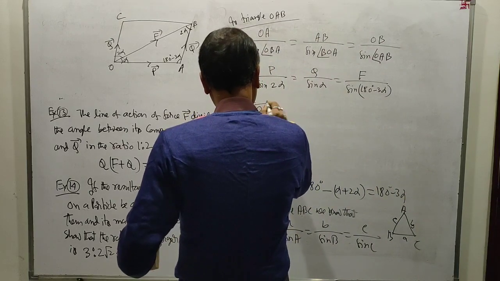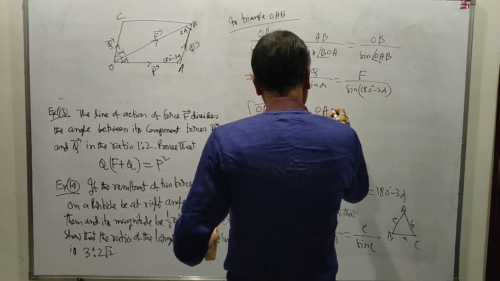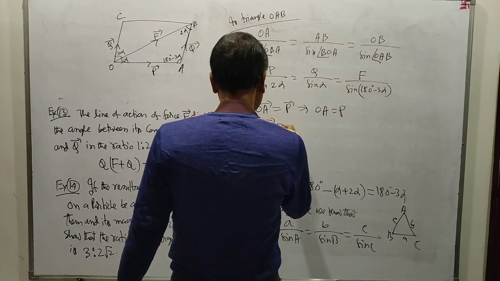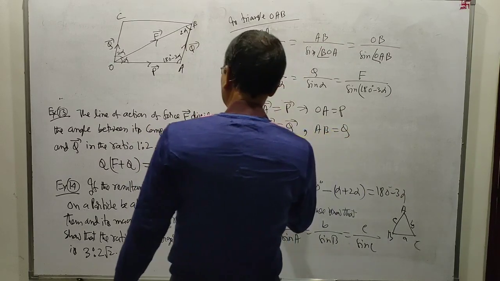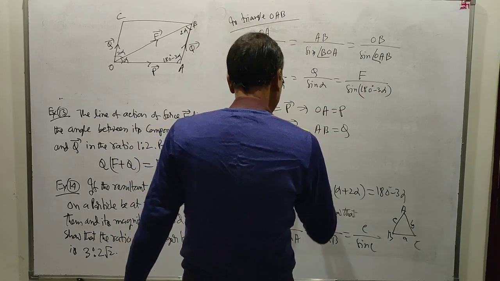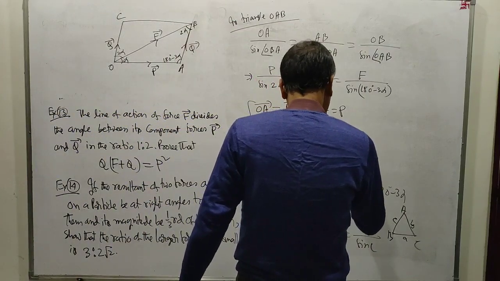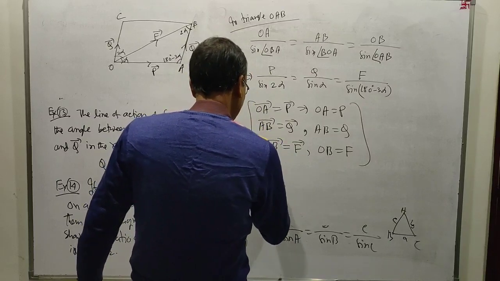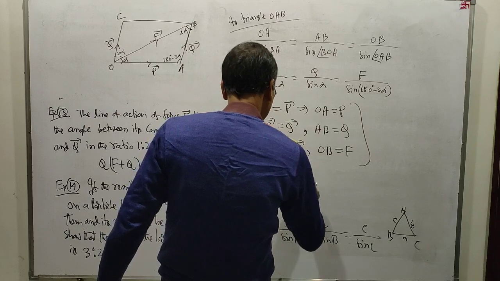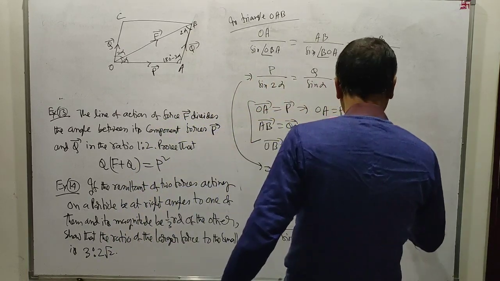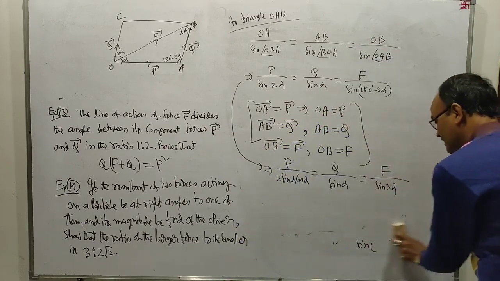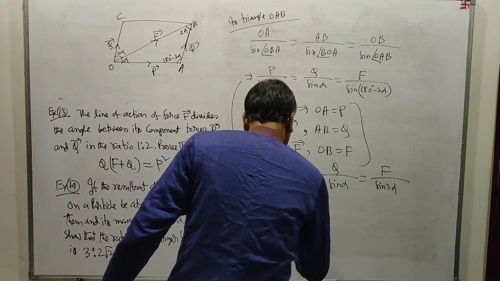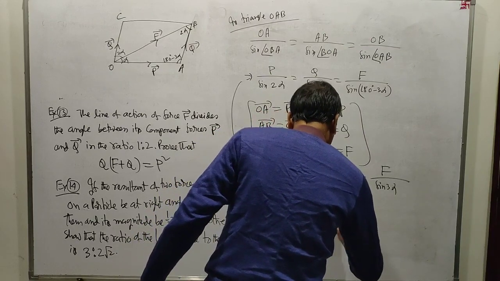You may write here the OA vector equal to the P vector. This means OA equals P, taking the magnitude. AB equals Q, and the OB vector represents the force F, therefore OB equals F, magnitude. Now you see, this means P divided by twice sin alpha cos alpha equals Q divided by sin alpha, equal to F divided by sin thrice alpha.